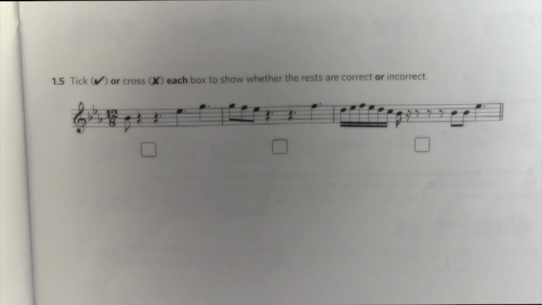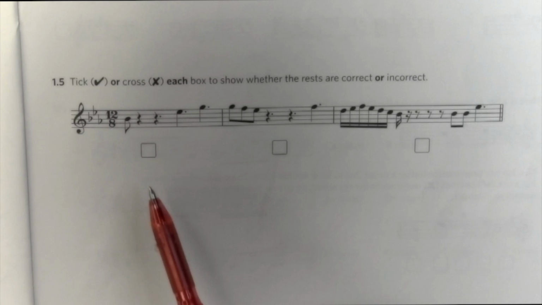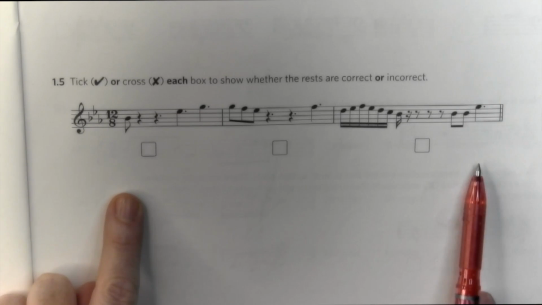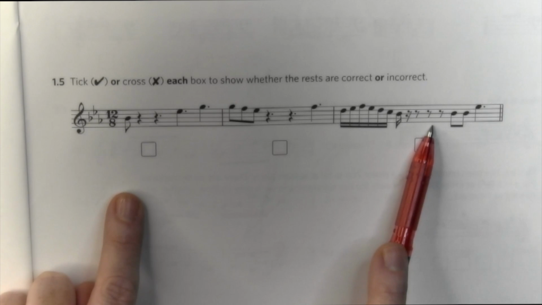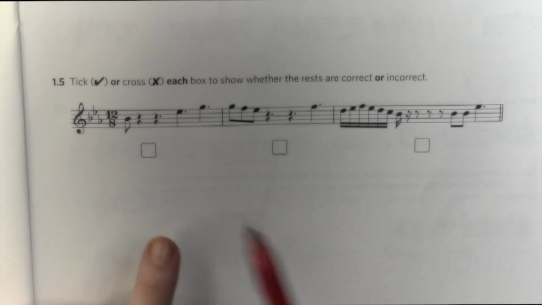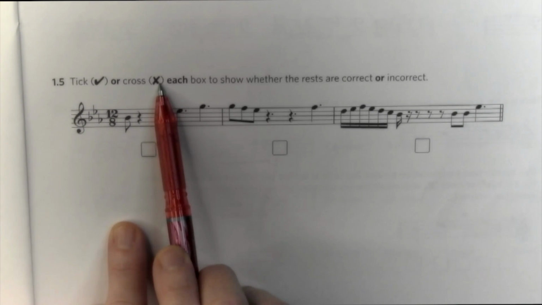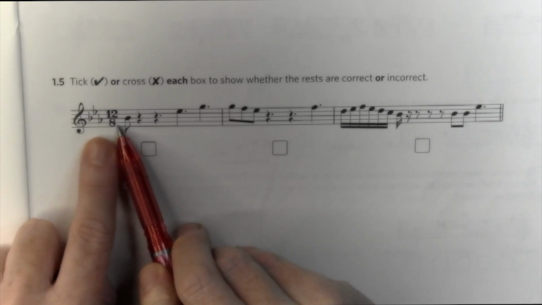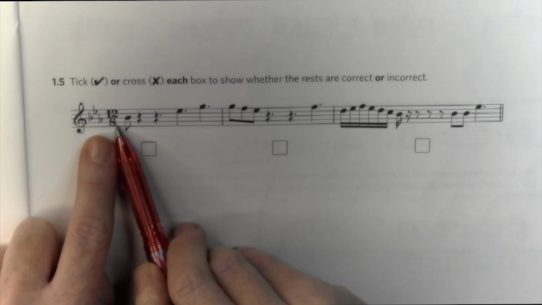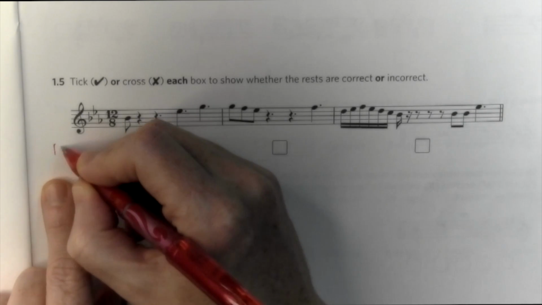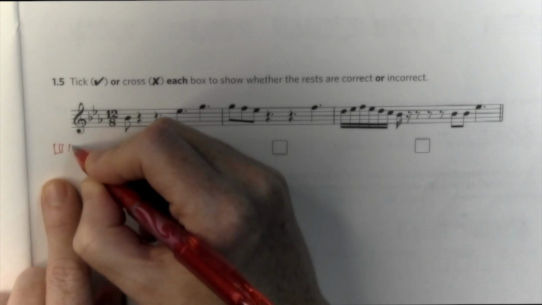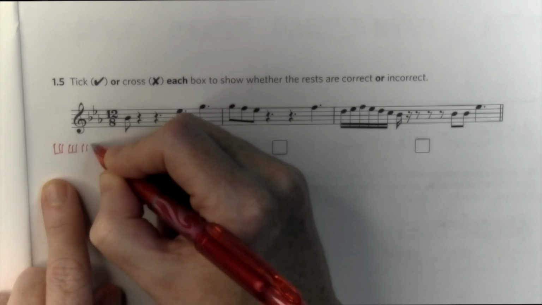Question 5. Here we need to be the teacher of an imaginary student, as I always say, that has given us this paper where there are rests added. And we need to say whether they are correct or incorrect. Now let's have a look. First, the time signature. Without this, we don't go anywhere. 12/8, that means 12 quavers grouped in 3. So 4 groups of 3 quavers.